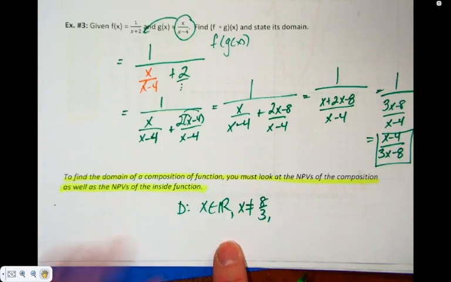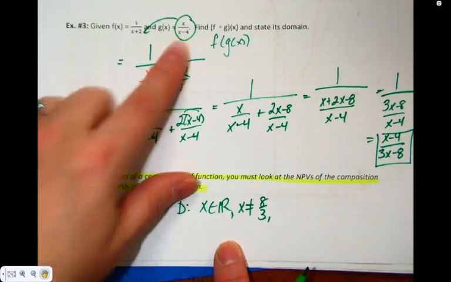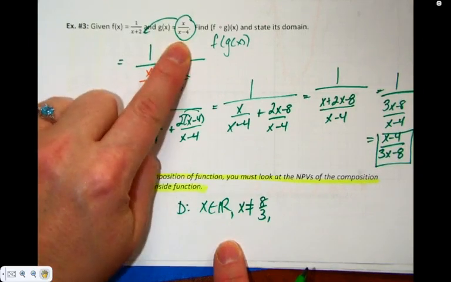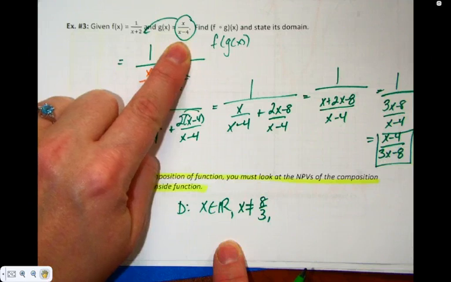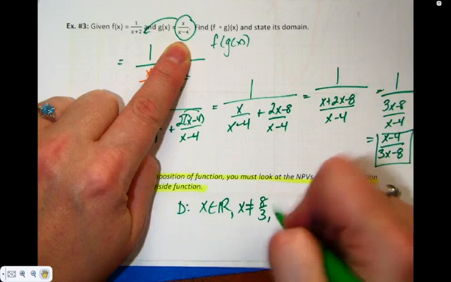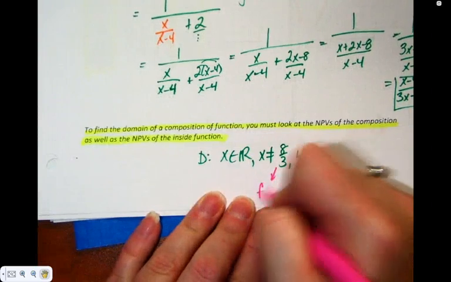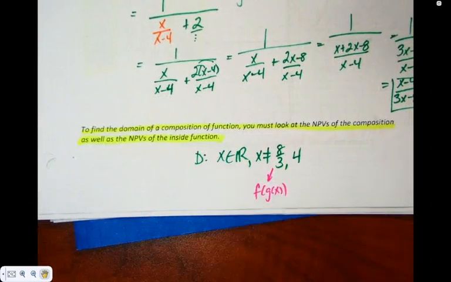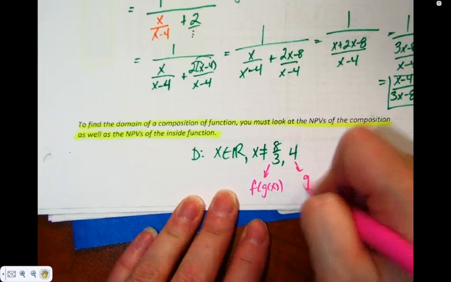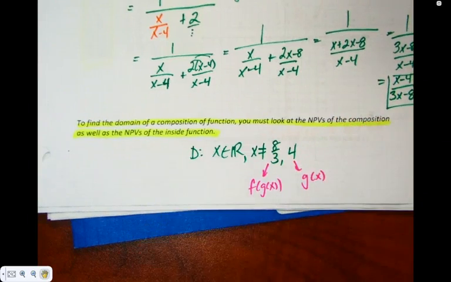But we also need to grab the inside function. The inside function is our g of x. So we have to state any NPVs of g of x. What's the NPV of x over x minus 4? 4. That's how to do the domain of a composition of functions. So this first one came from our f of g of x. The second one came from our inside function of g of x.